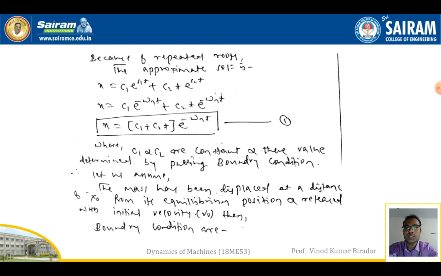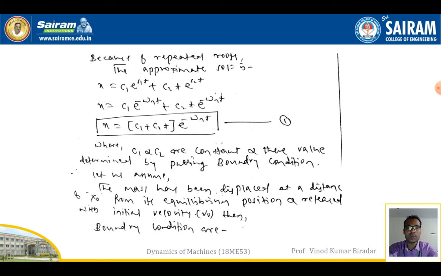Therefore, just substitute s1 and s2. s1 is equal to minus omega n, s2 is also minus omega n. So x is equal to c1 e to the power of minus omega n t plus c2 t e to the power of minus omega n t. After substituting this value, e to the power of minus omega n t is common. Taking the common factor out, whatever remains inside is c1 plus c2 t, so x is equal to e to the power of minus omega n t times the bracket of c1 plus c2 t.